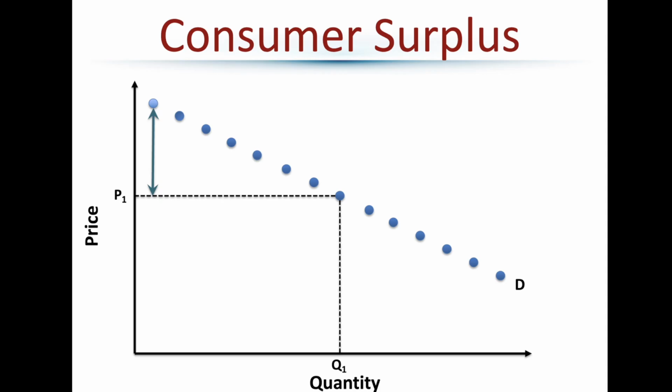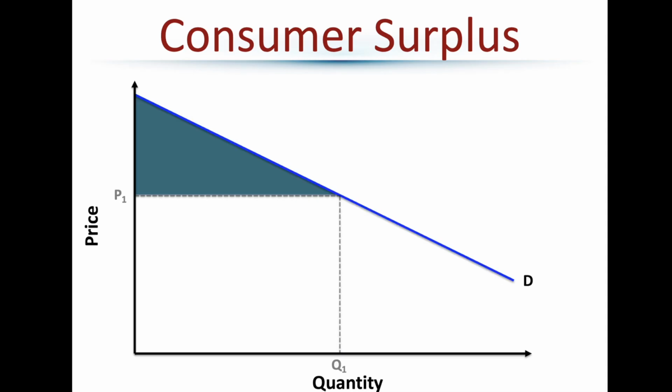So at this quantity, the consumers are willing to pay a lot higher than the actual price that exists in the market, which is P1. And that is the case for all of these prices at which the demand curve is above the price level. We call this area the consumer surplus. So essentially, the consumer surplus is the area above the price and below the demand curve. So if the price is P1, consumer surplus in this case is the dark green triangle.